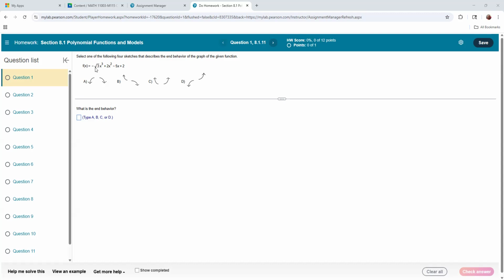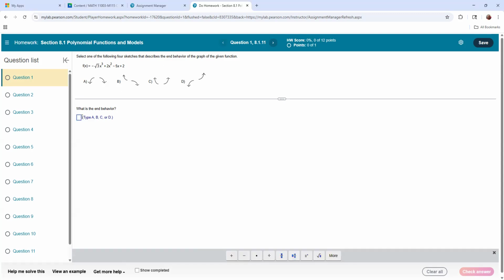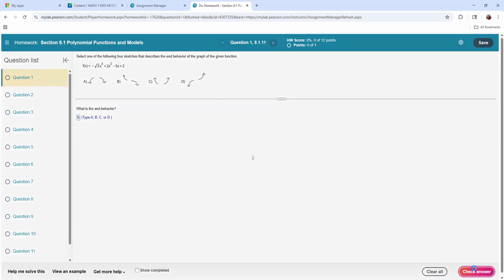So if I was looking at my chart, my second column was the odd degrees, and the bottom right picture on the chart had a negative lead coefficient. So since it was an odd degree and a negative lead coefficient, Julie, what are you saying? B, perfect. Remember, because B is the picture that's going downhill, left to right. So you would punch in B on that one and then check your answer.